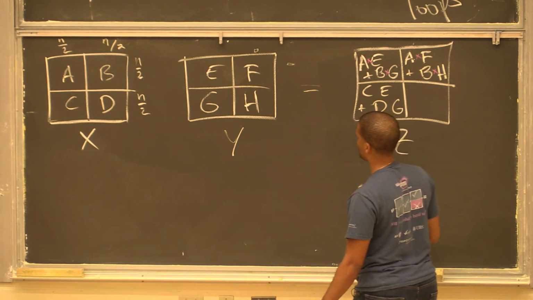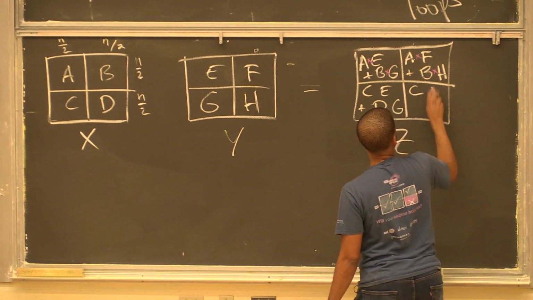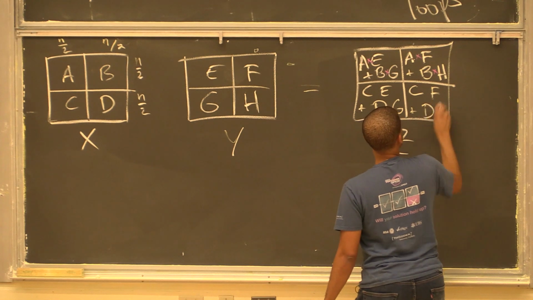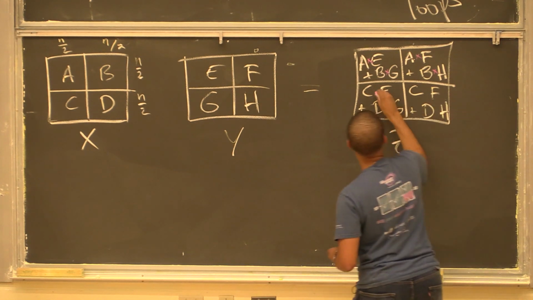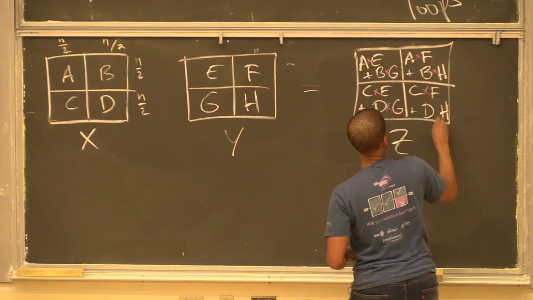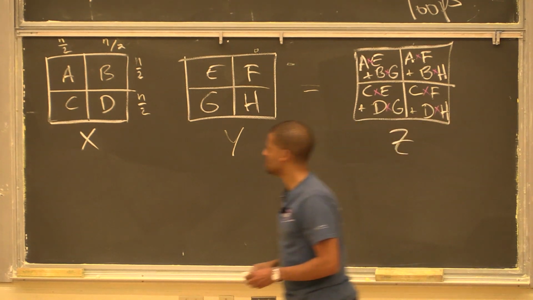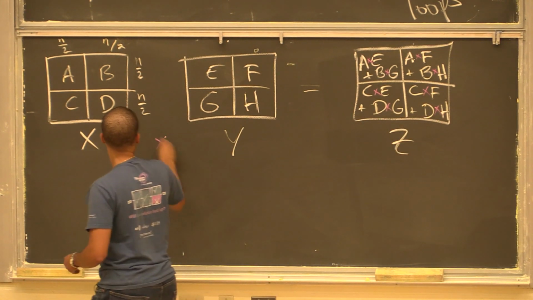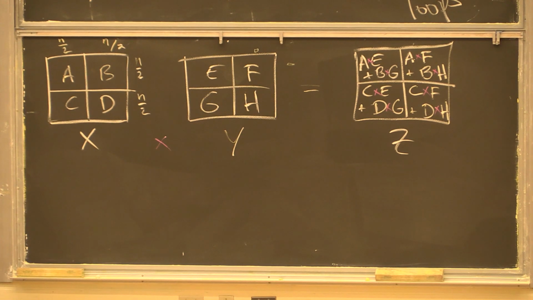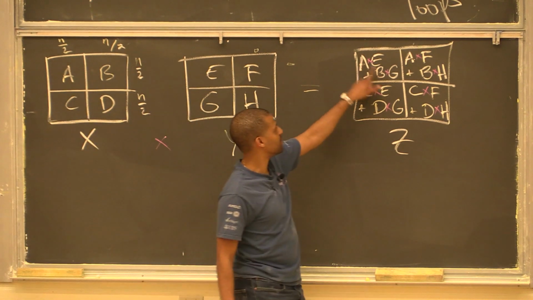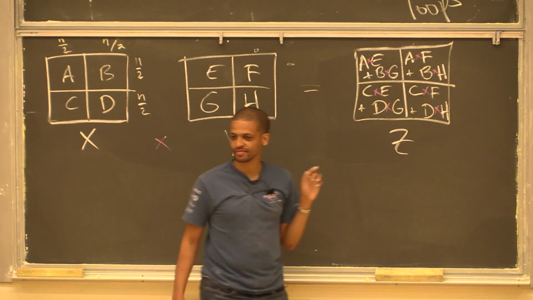And then here you have CF plus DH. Right? So all of these are multiplications. So we started off wanting to do one multiplication, x times y, and now we find ourselves wanting to do 8 multiplications. 1, 2, 3, 4, 5, 6, 7, 8.